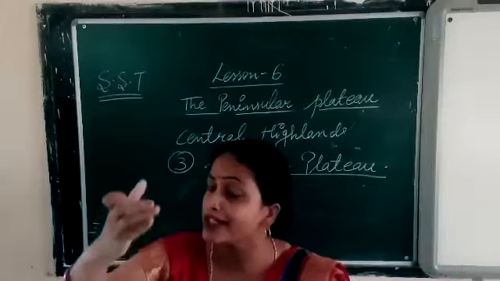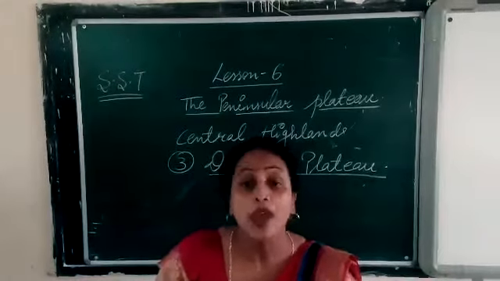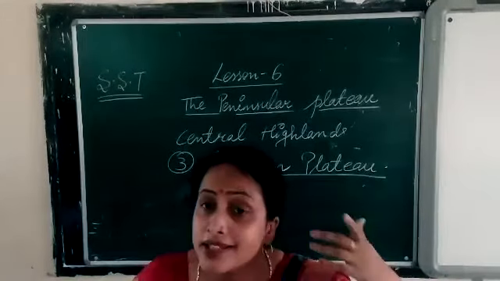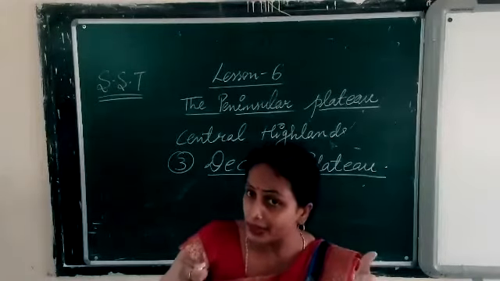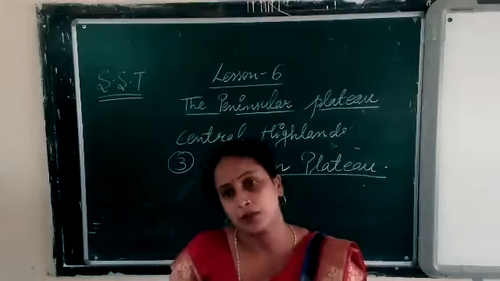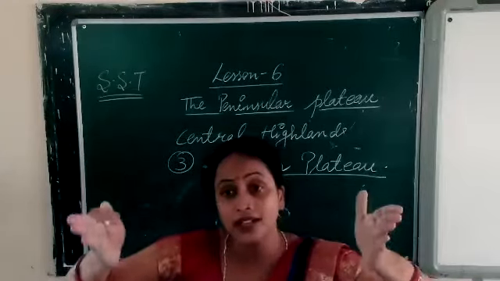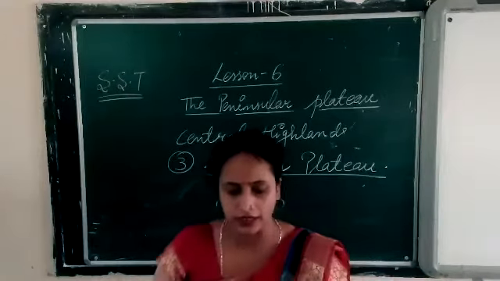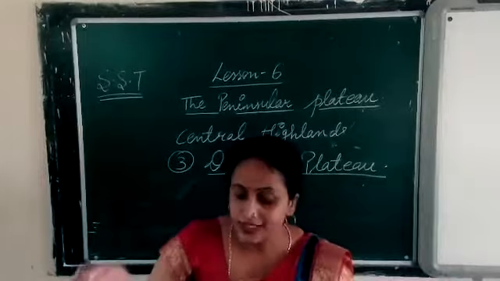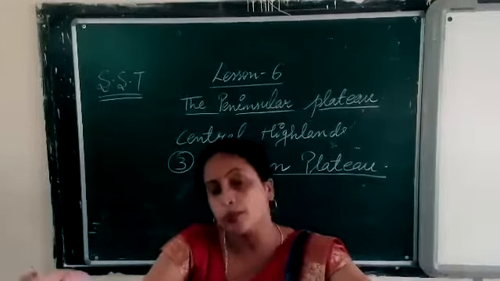These are the rivers, and where is it situated? It is situated in the southern part, where these rivers flow. Which plateau lies in the southern part? The Deccan Plateau, and it is bounded by two. What are they? Eastern Ghats and Western Ghats. Clear? Okay.